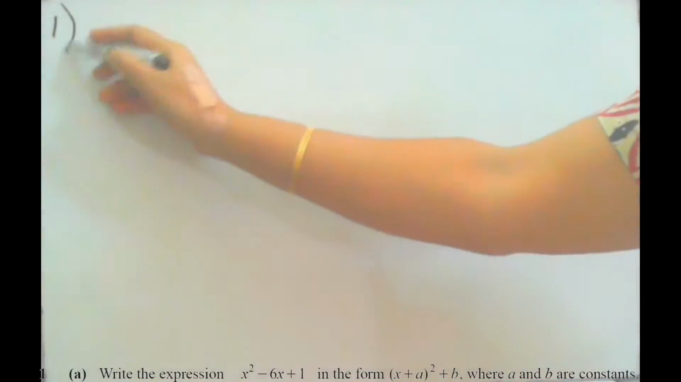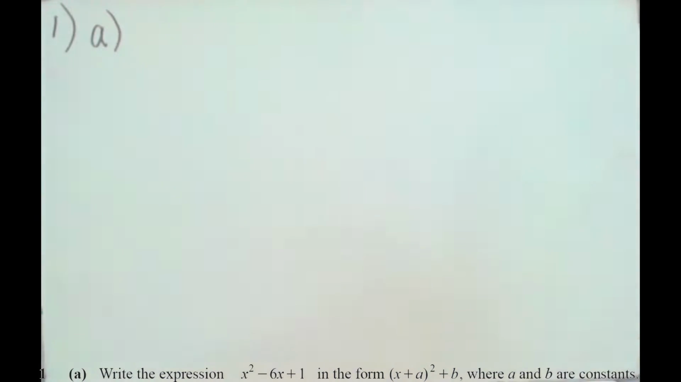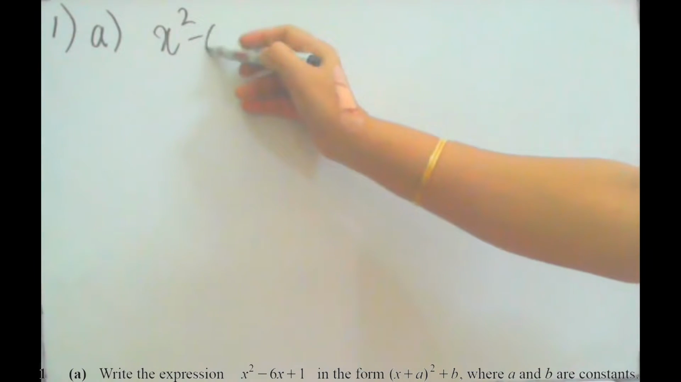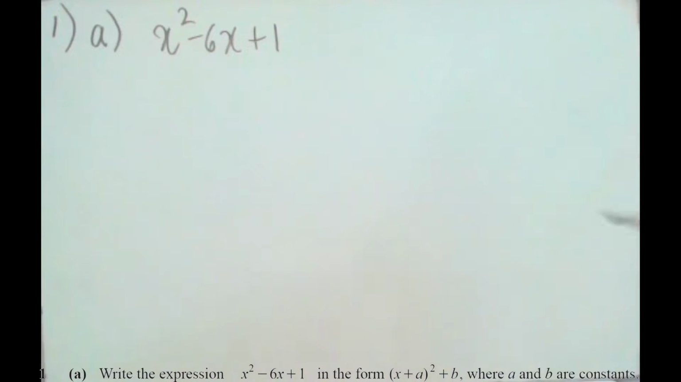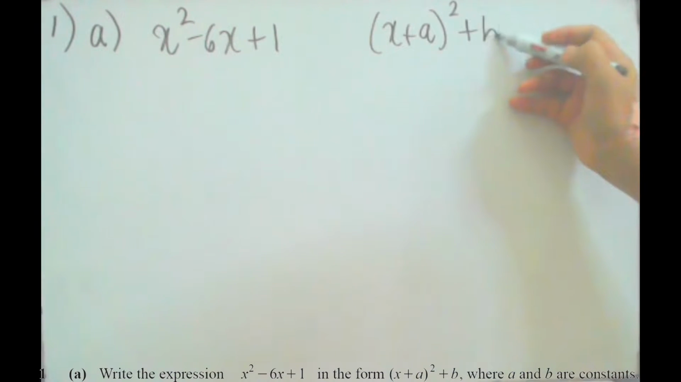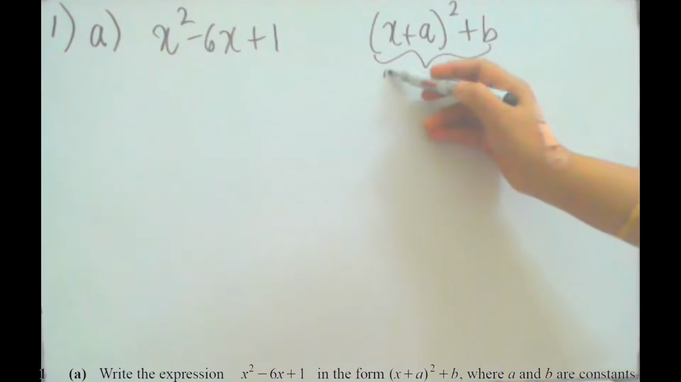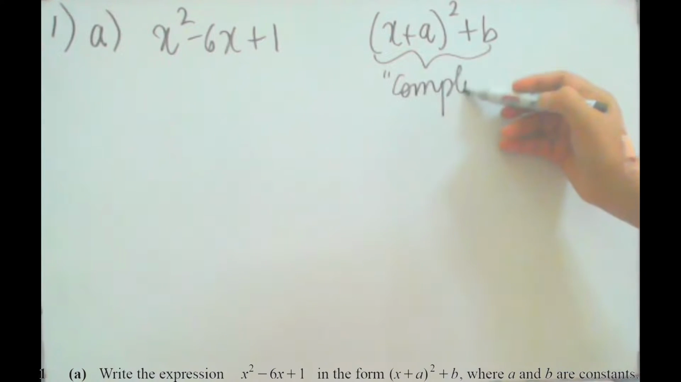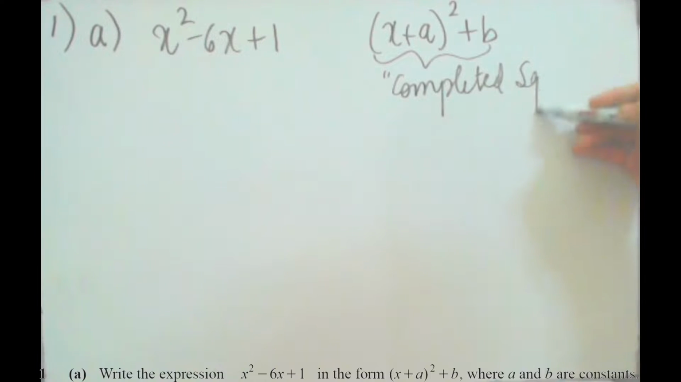Additional Mathematics classroom. Today we will do question paper 2021 May-June paper 21. Okay, the first question here. Write the expression x² − 6x + 1 in the form (x + a)² + b. So this form is called the completed square form.